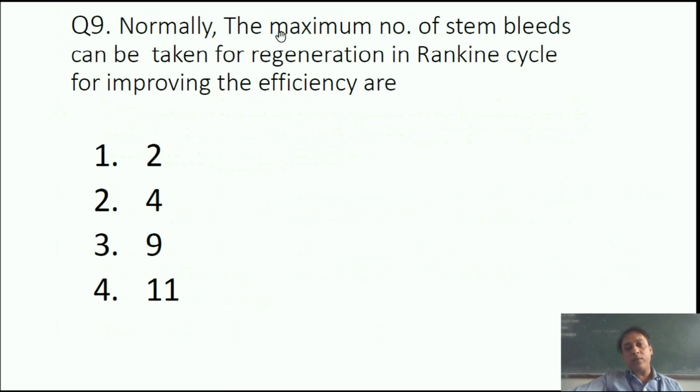Normally, the maximum number of steam bleeds that can be taken for regeneration in Rankine cycle for improving the efficiency are, means total for the purpose of regeneration. Actually, steam is taken out from the turbine casing, called a steam bleed. So, how many steam bleeds can be taken out in totality? If we are crossing that number, the efficiency will start reducing. So, two steam bleeds, four, nine, or 11. What would be the correct answer?